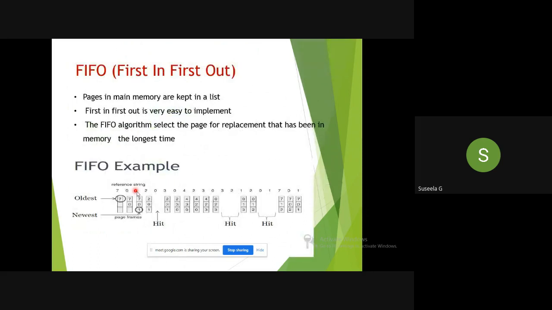So 7 0 1 2 3. If you draw 3 boxes, they are empty. Here the processor is requesting the block or page. I use the term page because I used the same term before. So 7 is being referred and it is not available, but since it is freshly loaded for the first time, it is not counted as a fault or miss. So 7 is loaded.